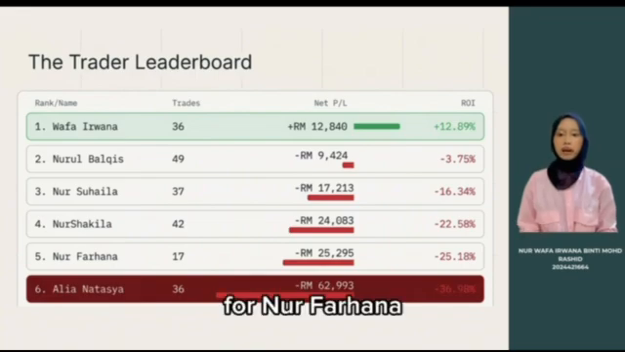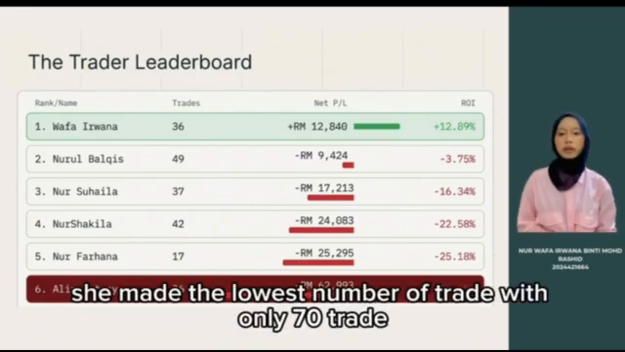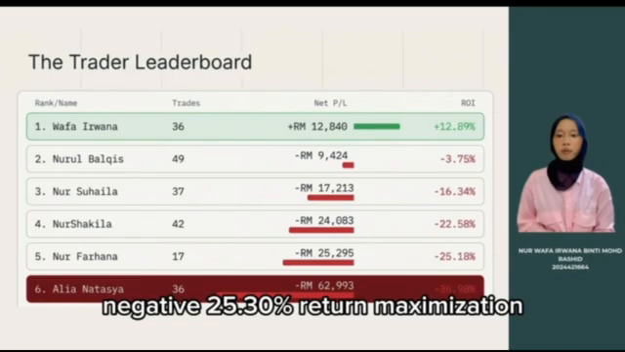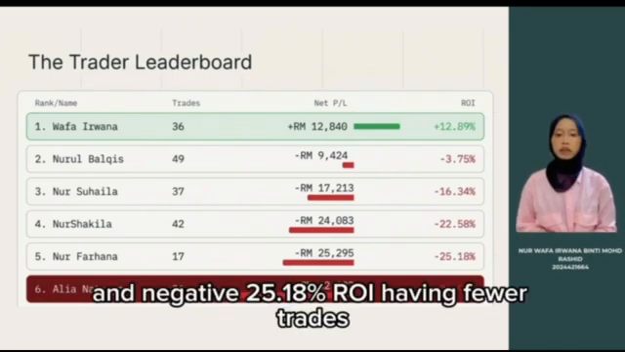For FARHANA, she made the lowest number of trades with only 70 trades. She recorded a loss of 25,295 ringgit with negative 25.30% return maximization and negative 25.18% ROI.